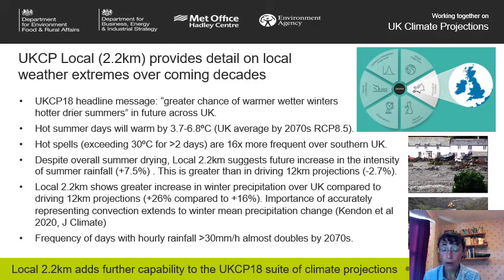We're also able to now look at the frequency of days with hourly rainfall exceeding 30 millimetres per hour, for example, which is a threshold typically used to issue a flash flood alert. And we find the frequency of those days almost doubles by the 2070s, again, if we follow this RCP 8.5 scenario.